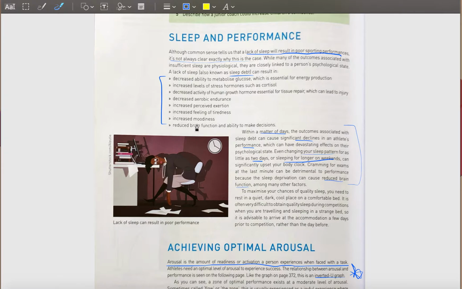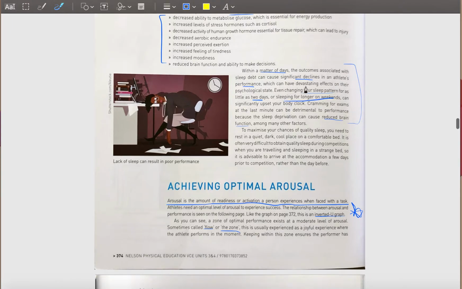So an overall reduction in brain function and the ability to make decisions means that active movement, physical activity and exercise do become more challenging, which are some of the psychological reasons as to why the physiological performance would be decreased. What's interesting is that within a matter of days, there are significant declines in an athlete's performance, and it can have devastating effects on their psychological state, with their motivation, their confidence, their arousal levels and concentration.